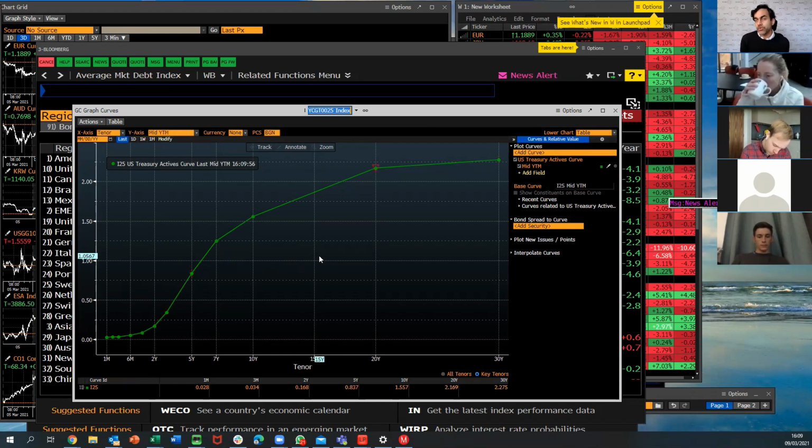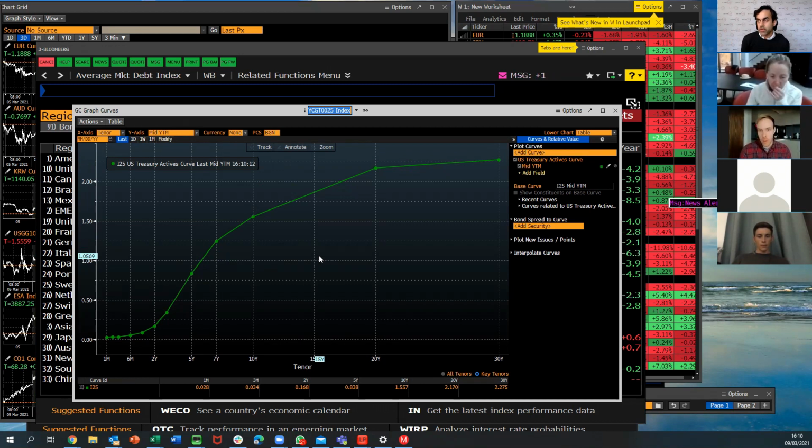And so the idea there is that by holding the longer maturity of the bond, the more risk you're taking, outside of what the market expects the Fed to do over that time period.